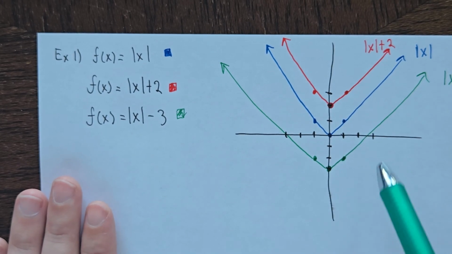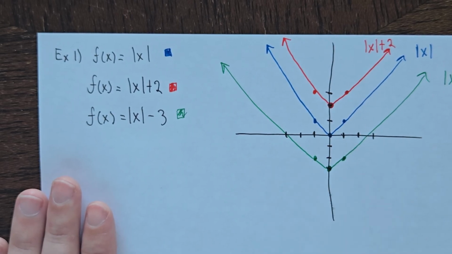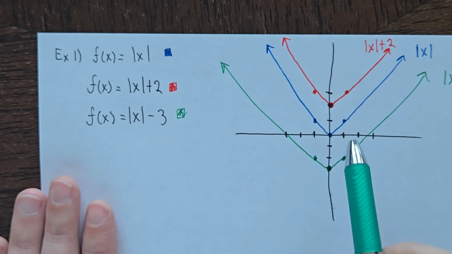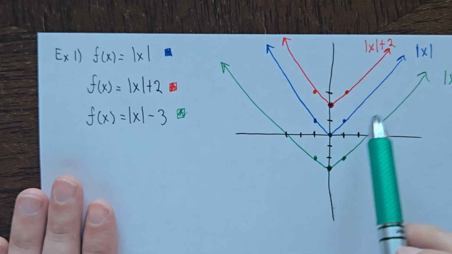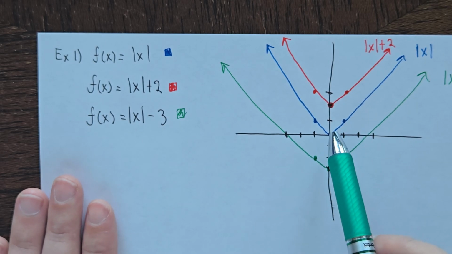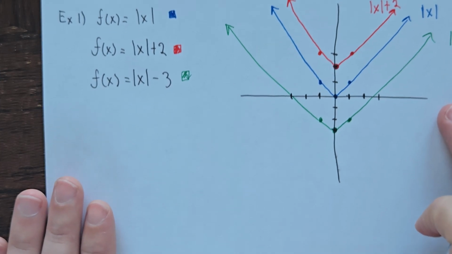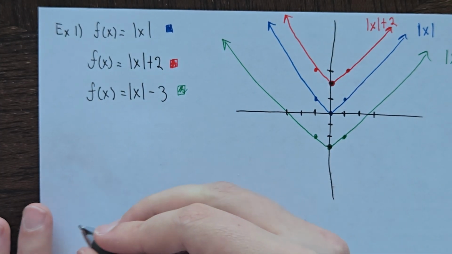So what it looks like to us, and I messed up my line a little bit right there, but really the only change between these functions should be where it's shifting to. The blue one is the original one. If you're adding something to the entire function, it's shifting up, and if you're subtracting, it's going down. Let's look at example 2 and see a different example.